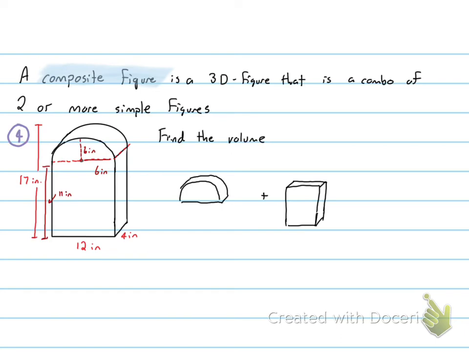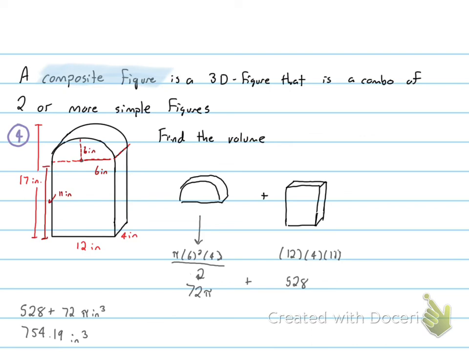Now let's do some calculations here. So for our cylinder, I'm going to do pi r squared times our height, and then divided by 2 because it's half a cylinder. So pi times 6 squared times 4. Then cutting that in half, I'm left with 72 pi. And then for my rectangular prism, I'm going to do area of my base, so 12 times 4 times my height of 11, and I get 528. To find the volume of this figure overall, I would add these together. In terms of pi, this would look like that. And as a decimal, this would be 754.19 inches cubed.